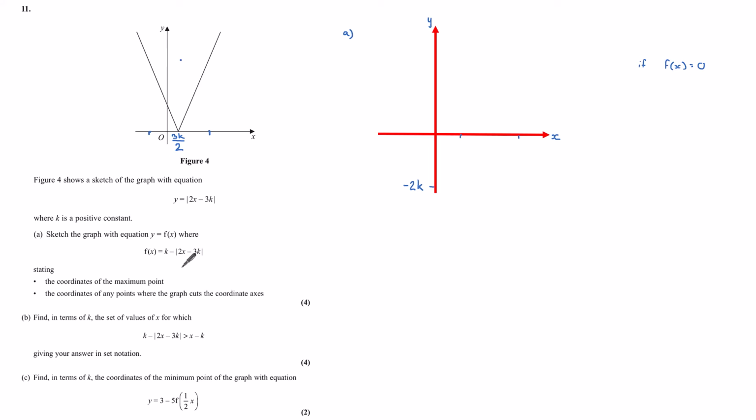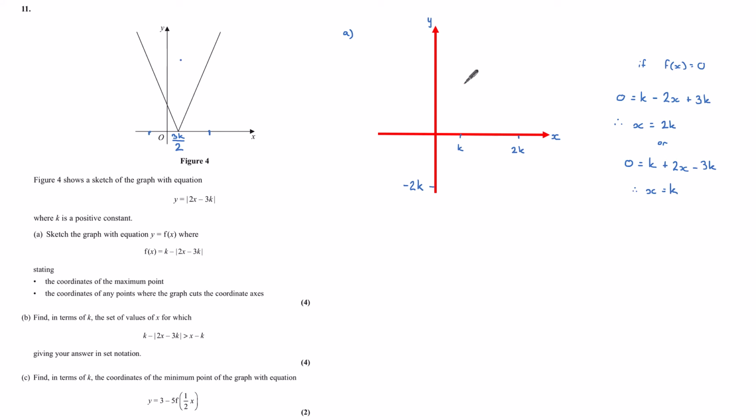Now there are two cases to consider here. The first is if 0 is equal to k minus the positive value of this modulus, which is going to be k minus 2x, minus minus, so plus 3k. Adding 2x to both sides and then dividing by 2 gives me x is equal to 2k. But I also have the negative value of this modulus, which would be 0 equal to k plus 2x minus 3k, and solving for x here gives me a value of k. And so my line will cut k and 2k on the x-axis.